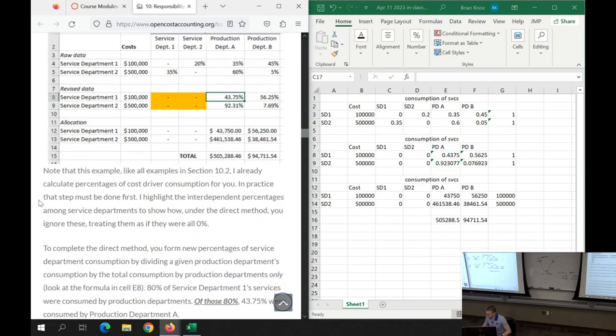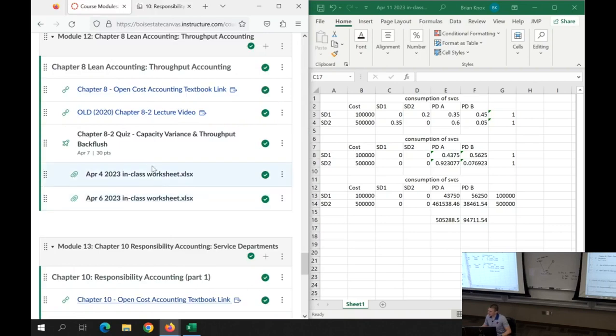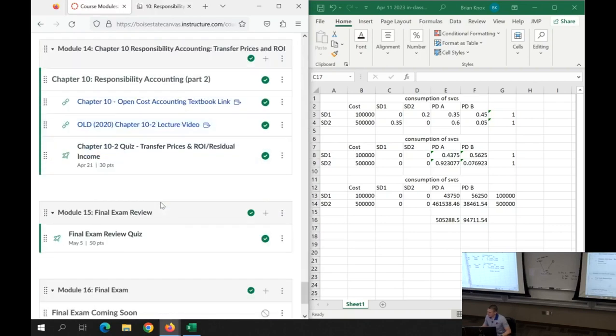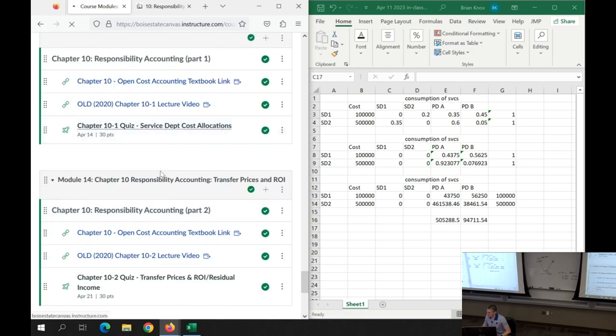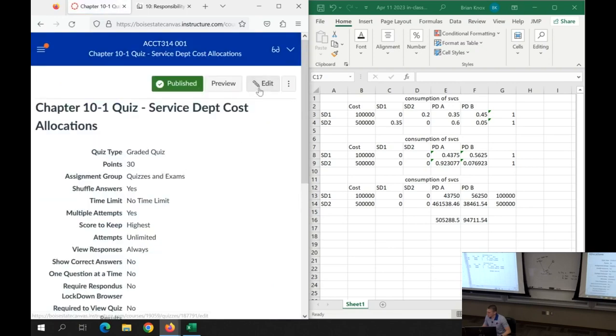Let's do a problem. One direct method problem, and then we want to jump over to the step-down method. I want to make sure we get to both those today.